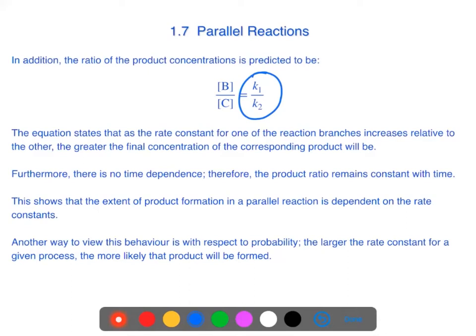So again, there's no time dependence because we see that those exponential terms in the ratio will cancel one another out. And so the product ratio will remain constant with time. So this shows that the extent of product formation in a parallel reaction is dependent upon the rate constants, and solely the rate constants. So another way to view this behavior with respect to probability is that the larger the rate constant for a given process or pathway or branch, the more likely that product will be formed.